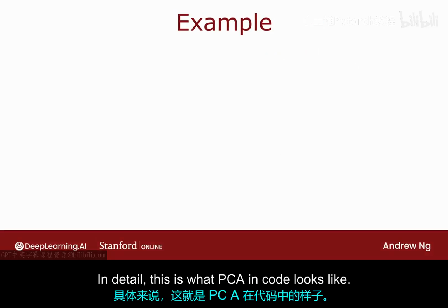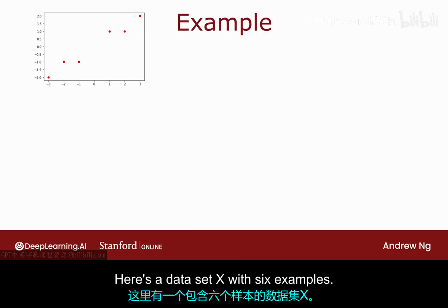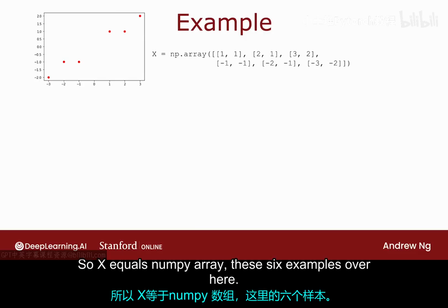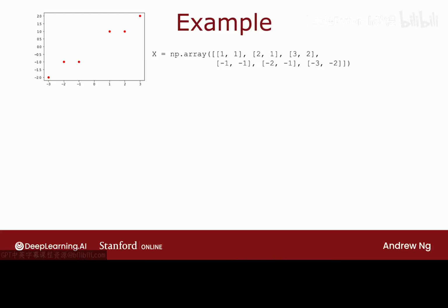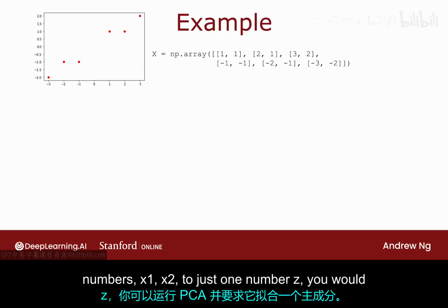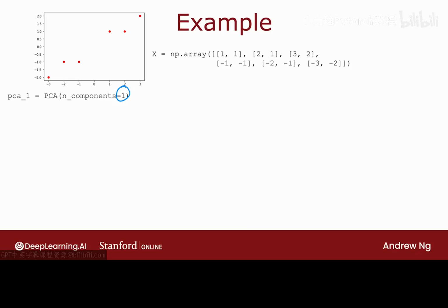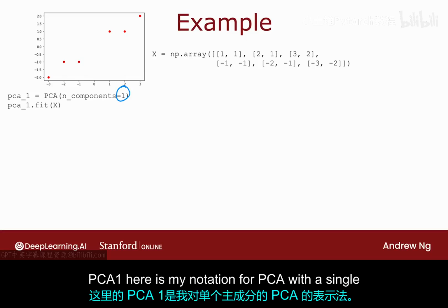In detail, this is what PCA in code looks like. Here's the dataset X with 6 examples. So X equals NumPy array, these 6 examples over here. And to run PCA to reduce this data from 2 numbers, x1, x2, to just 1 number, z, you would run PCA and ask it to fit 1 principal component. So n_components here is equal to 1. And fit PCA to X. PCA1 here is my notation for PCA with a single principal component, with a single axis.